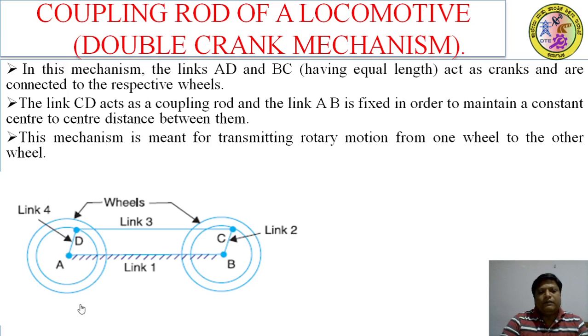The application of the coupling rod in locomotives, you know, is in steam engines of rail. In earlier days we used steam engines. Here the coupling rod of the locomotive is used to transmit rotary motion. Reciprocating motion is converted into rotary motion. This rotary motion will maintain constant speed and constant motion of a wheel.